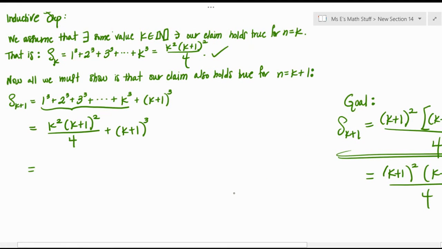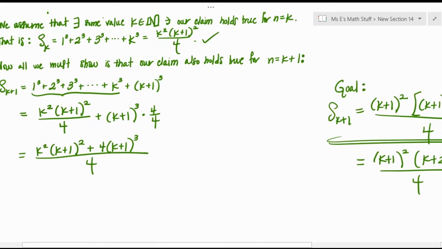So let's just get common denominator. We could multiply the second piece here by 4 over 4. And so we'd have k squared times k plus 1 squared plus 4 times k plus 1 cubed. And that's all over 4.